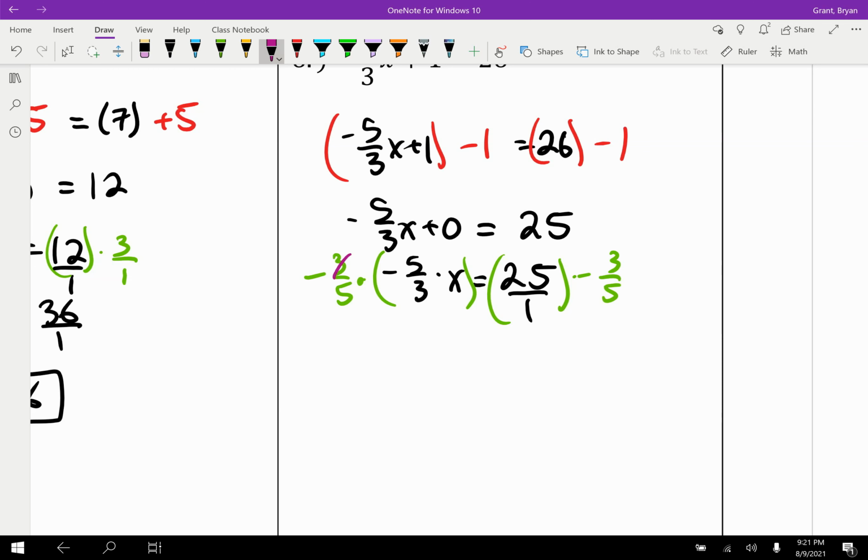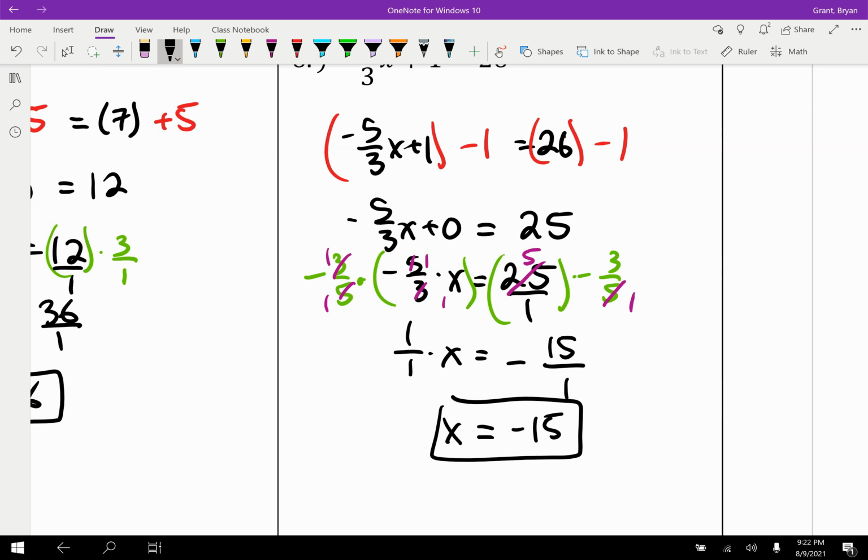Okay, let's reduce these. 3 and 3 become 1's. 5 and 5 become 1's. Negative times a negative gives us a positive. Positive 1 over 1x. On the right side, more reducing. 5 divided by 5 is 1. 25 divided by 5 is 5. We multiply straight across. This fraction is positive. This is negative. We know when we do a positive times a negative, we get a negative. 5 times 3 is 15. 1 times 1 is 1. Cleaning up those superfluous, those extra 1's, we get x equals negative 15.